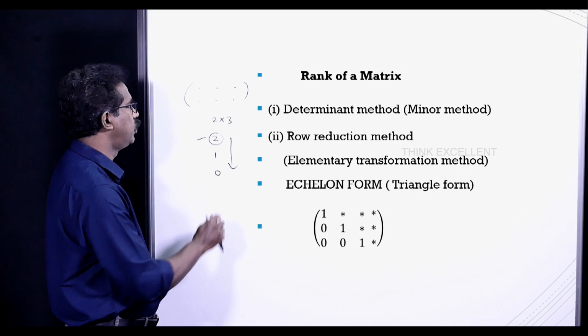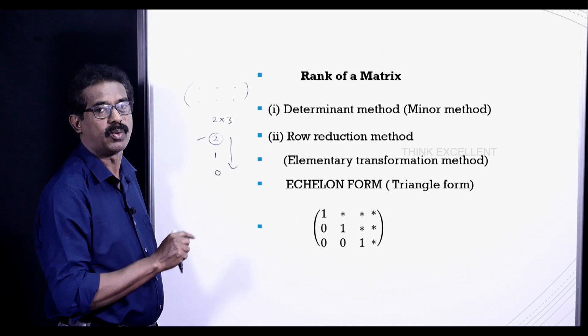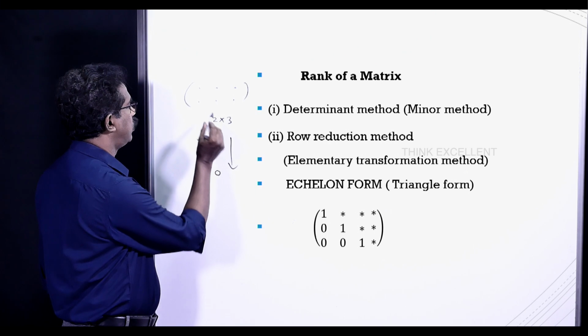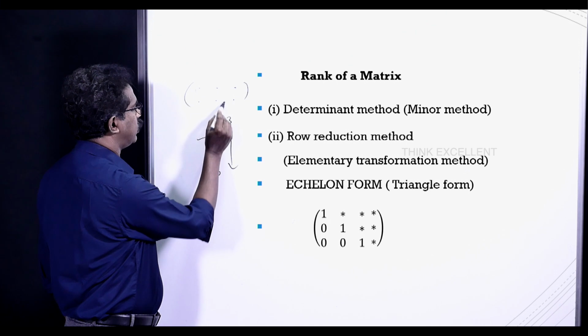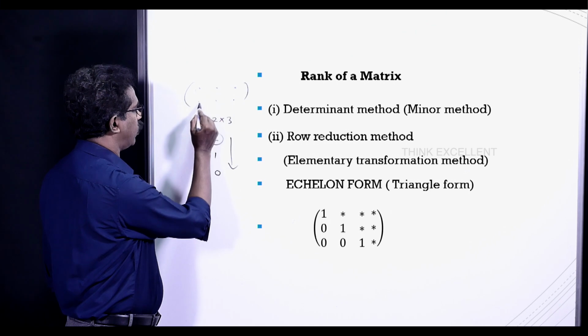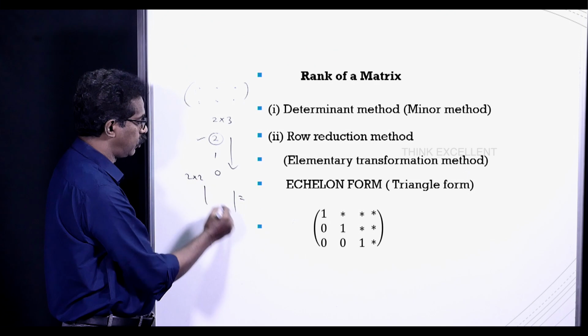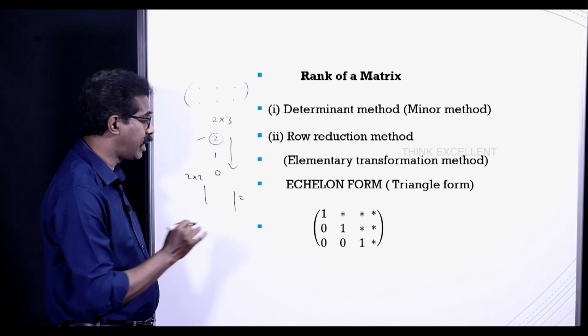For that, you take a 2 by 2 minor. You know what is minor, right? You leave some row and column, you take. So 2 by 2 minor, okay, you take a 2 by 2 minor like this. Only these 4 numbers, okay? You take a 2 by 2 minor. Expand. You know how to expand a determinant, right? Expand and see what answer you get.